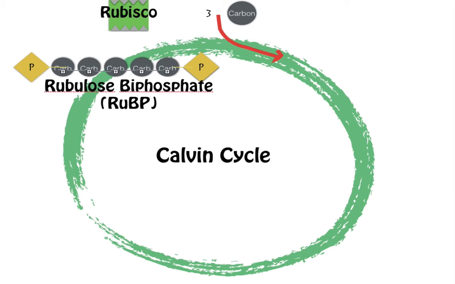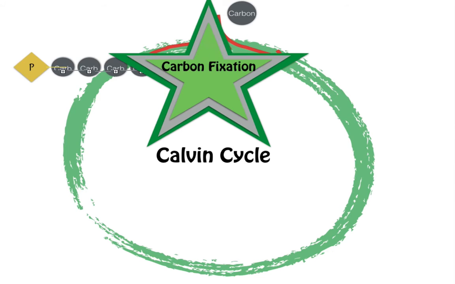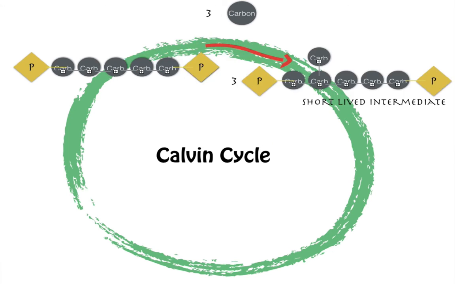Now this ribulose biphosphate and the carbon molecule will be combined by the rubisco enzyme. Okay, so here comes the rubisco and here comes ribulose biphosphate. Okay, and this combination is called carbon fixation. So it fixates the top carbon, the carbon dioxide coming from the atmosphere, into the ribulose biphosphate to make a new molecule. And this is a very short-lived intermediate molecule, so we won't get too much into it, but you'll notice that now it has 6 carbon atoms, and you still have the biphosphates on either end.